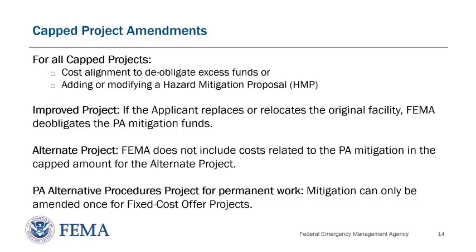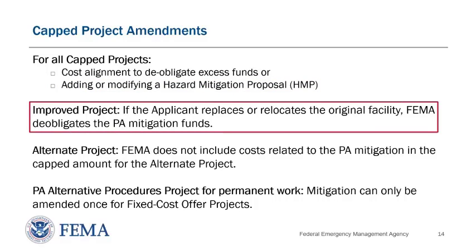Capped projects can be amended to either deobligate funds to align with costs or make a change to the hazard mitigation proposal in alignment with what policy allows for each type of capped project. For an improved project, if the capped amount includes PA mitigation funds and the applicant either does not complete the PA mitigation work or replaces or relocates the original facility, then FEMA deobligates the PA mitigation funds.